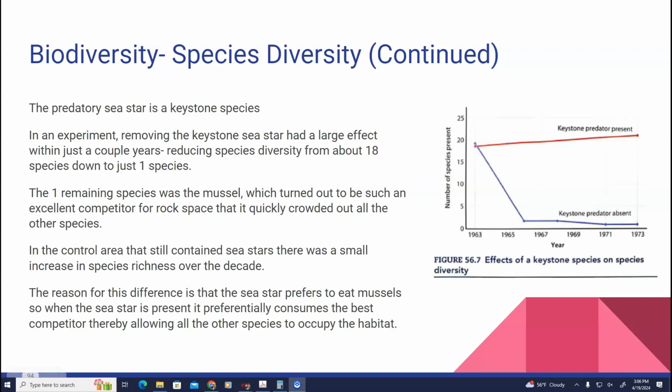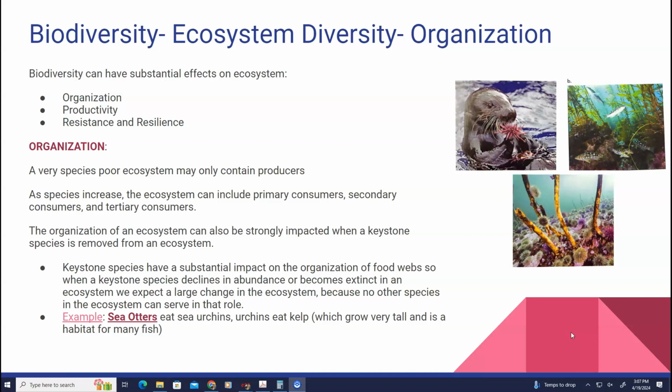Biodiversity can have substantial effects on an ecosystem. The amount of biodiversity can influence organization, productivity, and resistance and resilience. If you're talking about organization, a very species-poor ecosystem may only contain producers. As species increase, the ecosystem can include primary consumers, secondary consumers, and tertiary consumers. The organization of an ecosystem can be strongly impacted when a keystone species is removed from an ecosystem.